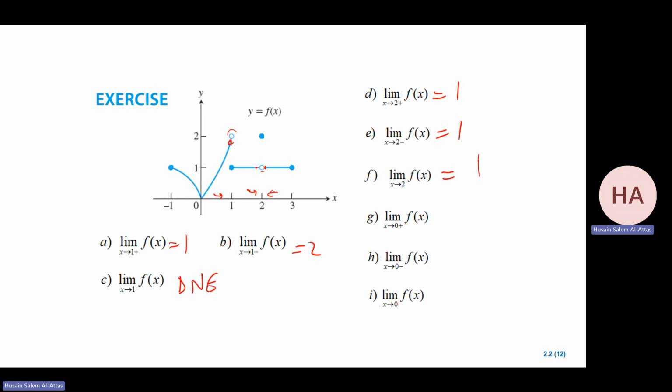Goes to 0 from right. It will be 0. 0 from left. It will be 0 also. So if x goes to 0, for sure it will be 0. I have the answers. It should be the same. I think so, yeah.